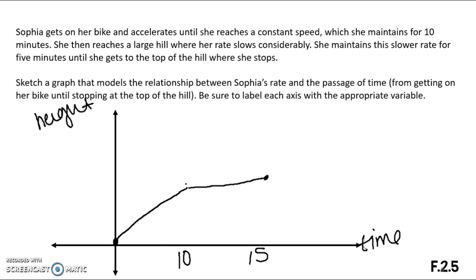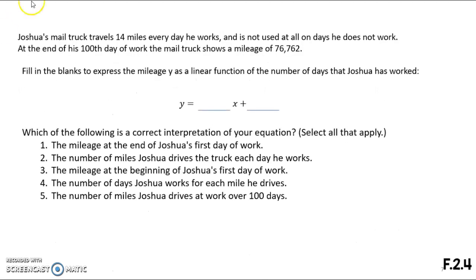So now she's all the way off the ground. She's on top of this hill, and your graph would look approximately like that. Let's go ahead and read this next one. We're still looking at the standard F.2.4.